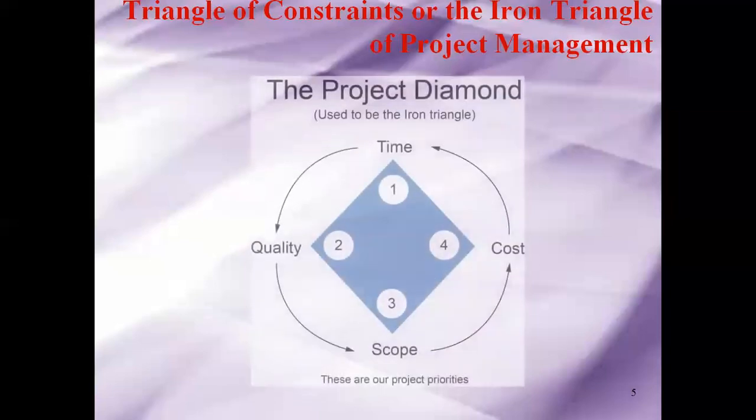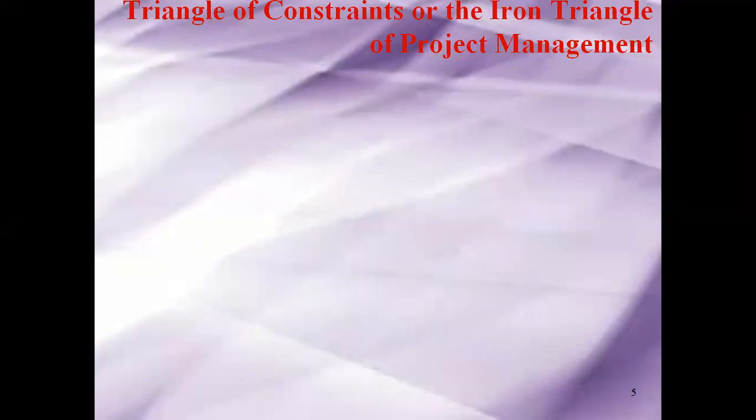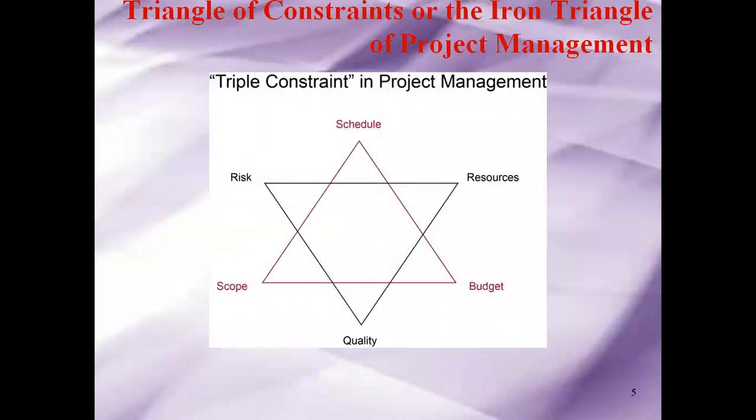Okay. This further became the project diamond, or what we call the iron triangle, which also made quality an important aspect and gave it this sort of project priorities. Okay, so this is how the triangle of constraints changed over a period of time. Finally, if you look at this, this is how the triple constraint in project management came about, where you have the schedule, scope, and budget, which is the red triangle, which was the base once upon a time, and then it became risk, resources, and quality. Risk management is very important in the project management life cycle.